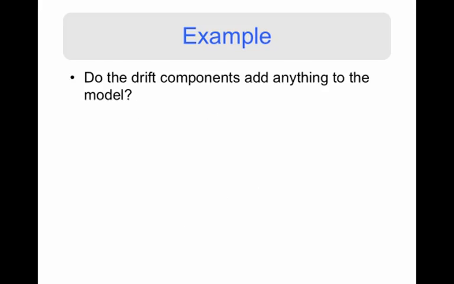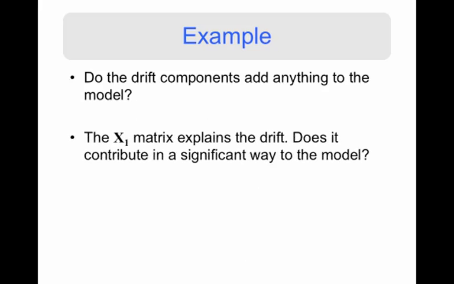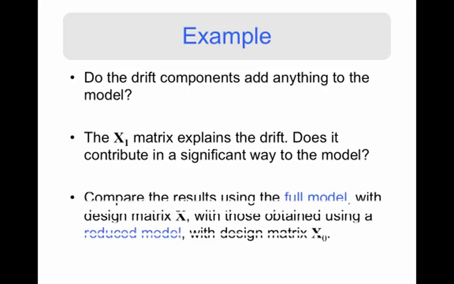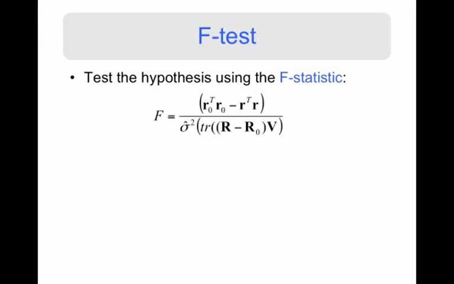So do the drift components add anything to the model? Well, since the X1 matrix explains the drift, we want to ask whether or not it contributes in a significant way to the model. So we compare the results using the full model with design matrix X with those obtained using the reduced model with design matrix X0. This gives us the ability to test the hypothesis using an F statistic.